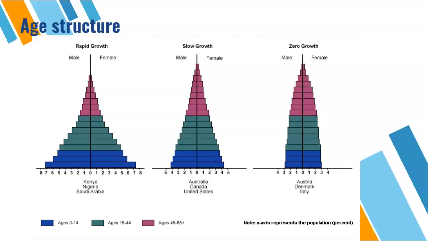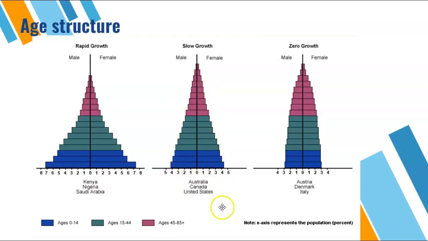We've got a couple different age structures that we see. This age structure right here is rapid growth, where you have lots of young people in your population and fewer older people. Here are some examples of countries that are following this rapid growth structure. There's slow growth, where you've got more young people than old people, but the difference isn't so stark.